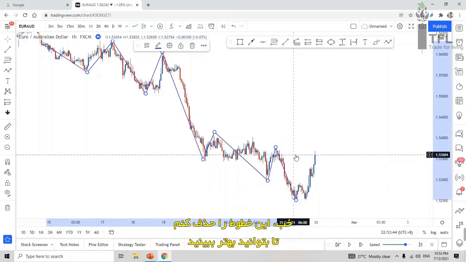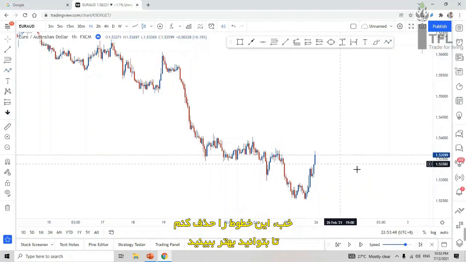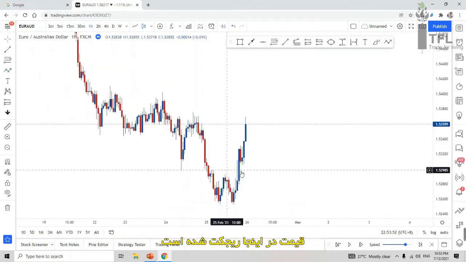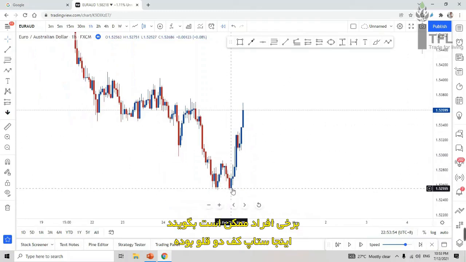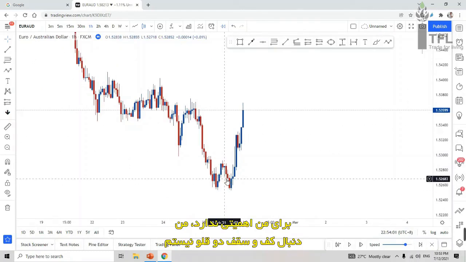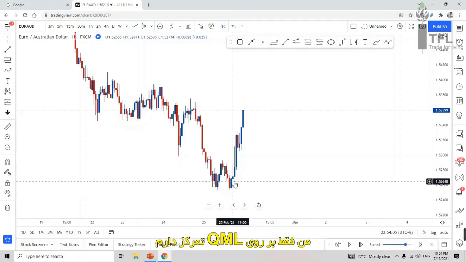I'm going to get this arrow line out so that you guys can see properly. What happened is the price rejected over here, and a lot of people will argue that this will be a double bottom setup. It depends on you. It does not matter. For me, I don't look at double bottom, double top. I just focus on the QML itself.